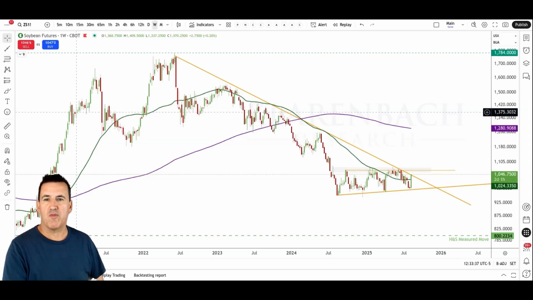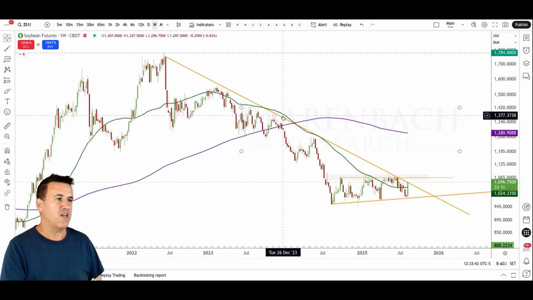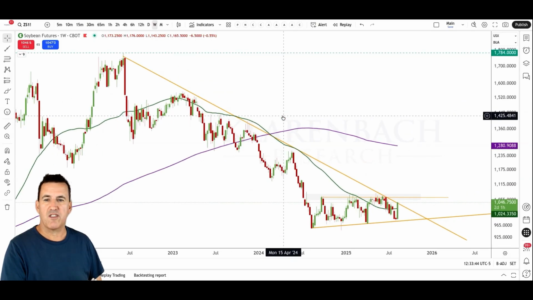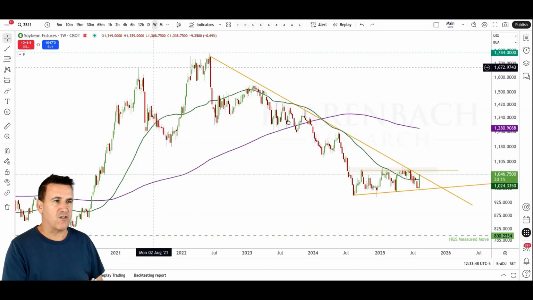Let's take a look at soybeans. This is the soybean futures continuous chart. And take a look at this. It's the next contract month in front, and it's a weekly chart. So let's take a look at this here.